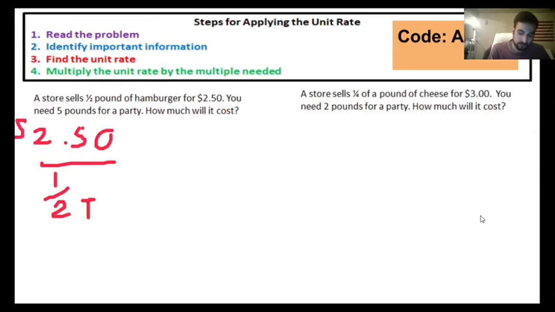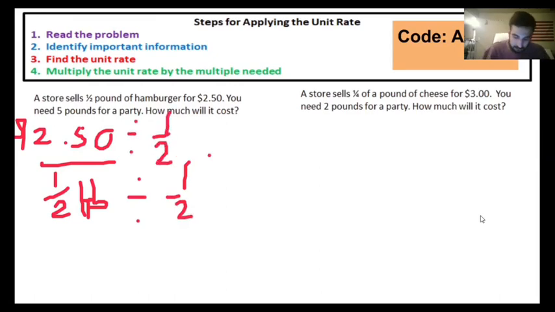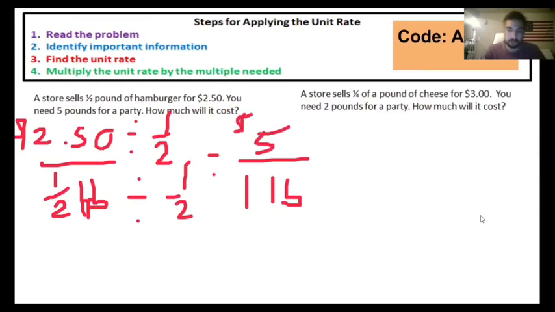and it's for $2.50. So the reason why the pounds are on the bottom is because that's what we need to find out. So whatever we need to find out, whatever we need to solve for, that's going to be our denominator. So right now we know it's $2.50 for a half a pound. We need 5 pounds. So first I need to get my unit rate. I'm going to divide the denominator by itself. So we now have 1 pound. Keep change flip is going to end up being $2.50 times 2, which is $5 for 1 pound.